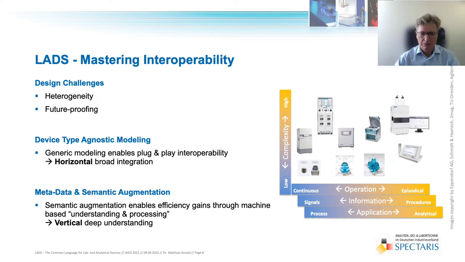different types of instruments. But how can we tell that instrument A is a bioreactor, instrument B is a centrifuge, and, for example, instrument C is an HPLC? This brings us to the second main principle of LADS. The solution to this question is to provide additional metadata and so-called semantic augmentation. The second principle complements horizontal broad integration capabilities with vertical deep understanding of devices and their information. Among other things, such semantic augmentation enables efficiency gains through machine-based understanding. I will give you an example later in this presentation.